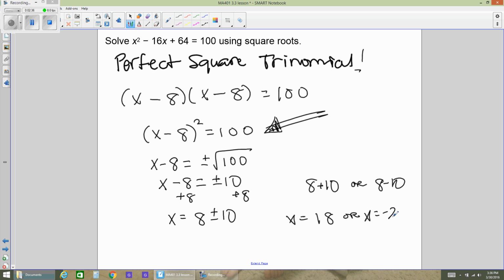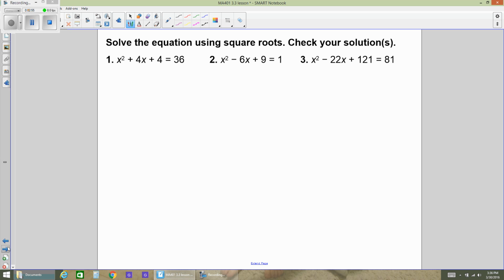So x equals 18 or x equals negative 2. All right, so we took something that looked a little intimidating, but we factored it knowing it was a perfect square trinomial, and we were able to solve it using the direct method of square roots pretty quickly, and we got our answers. All right, so let's just try a couple more here. It's x squared plus 4x plus 4, and you should be thinking in your mind, hey, that's a 2. So we've got the quantity of x plus 2 squared, and it's equal to 36.